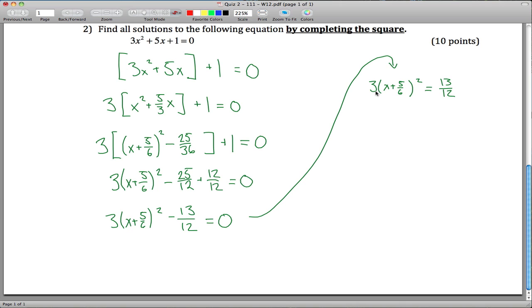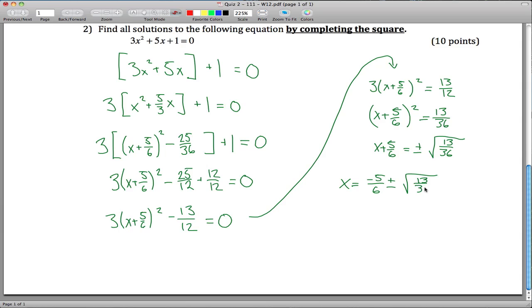See, if you divide by 3 here, you get x plus 5/6 squared. Divide this side by 3. Maybe it's easier to think about it as multiplying by 1/3. You get 13/36. Now take the square root of both sides. You get x plus 5/6 equals, make sure you put in the plus or minus anytime you take a square root. So finally, x equals negative 5/6 plus or minus the square root of 13/36.